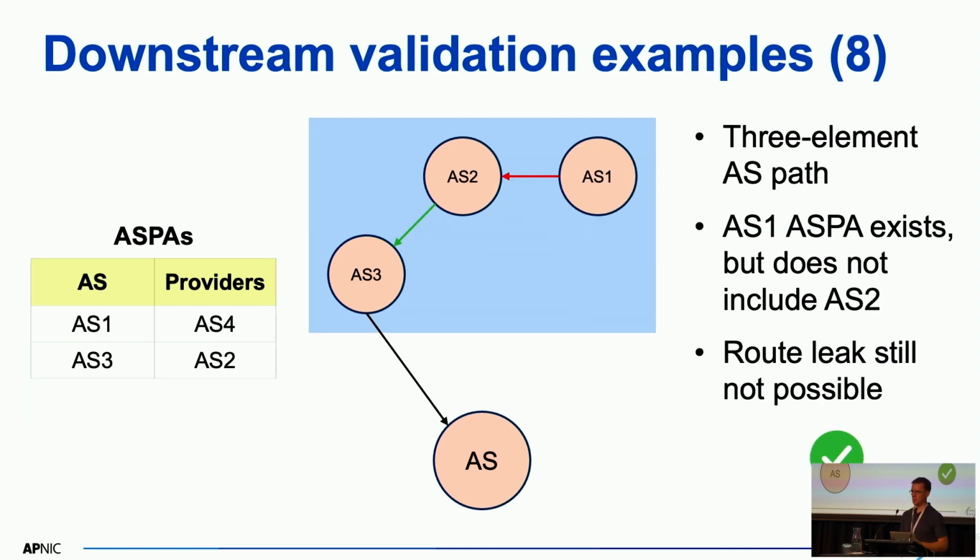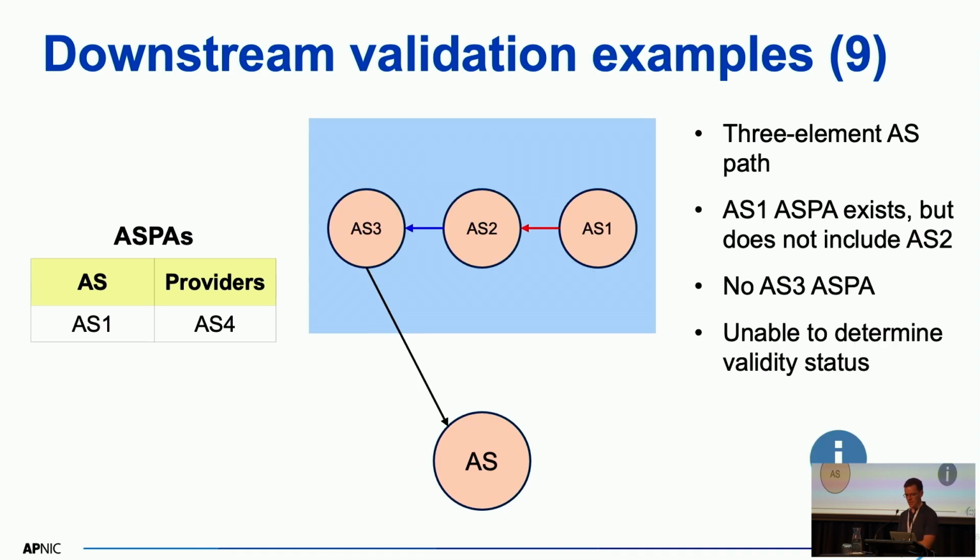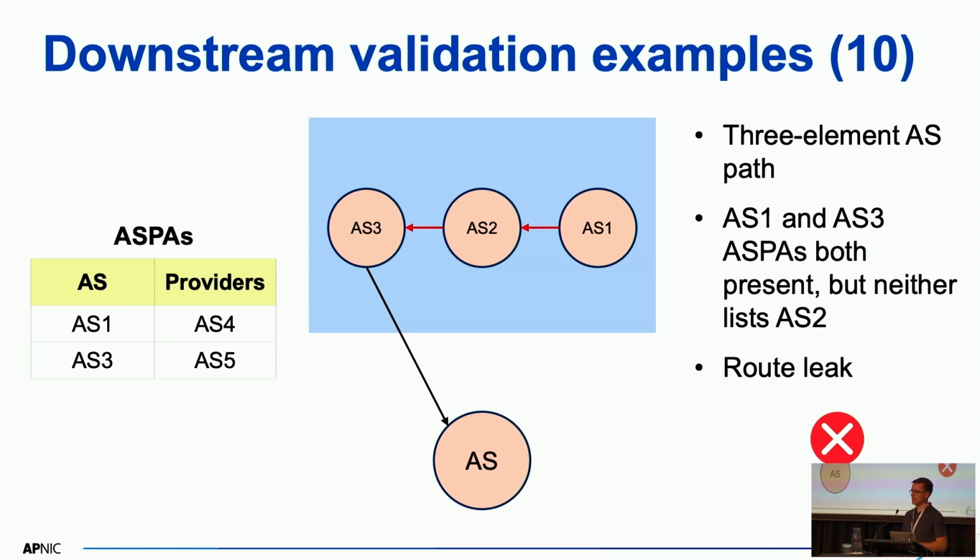So getting to an example that comes up as invalid, if AS1 has an ASPA object, but it doesn't include AS2, it's still the case that this is valid because it doesn't matter whether AS1 is a peer of AS2 or a provider for AS2, everything's going to be fine. However, if AS3 stops publishing its ASPA, then it's no longer possible to determine the validity status. And if AS3 starts publishing an ASPA that points to some other ASN, then there's a leak. So this becomes invalid.